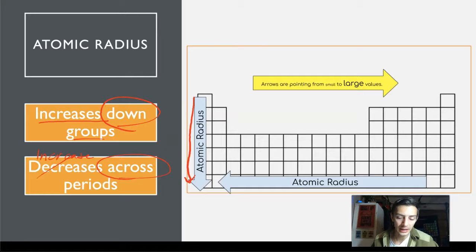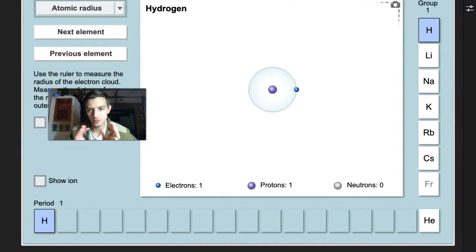Just depends how you look at it. But we're showing it to you here. It's increasing from right to left. Or you could say it decreases as you go from left to right. Just depends on your perspective. I'm going to show it to you the way that it was originally written here, decreasing across periods. But again, the perspective matters.